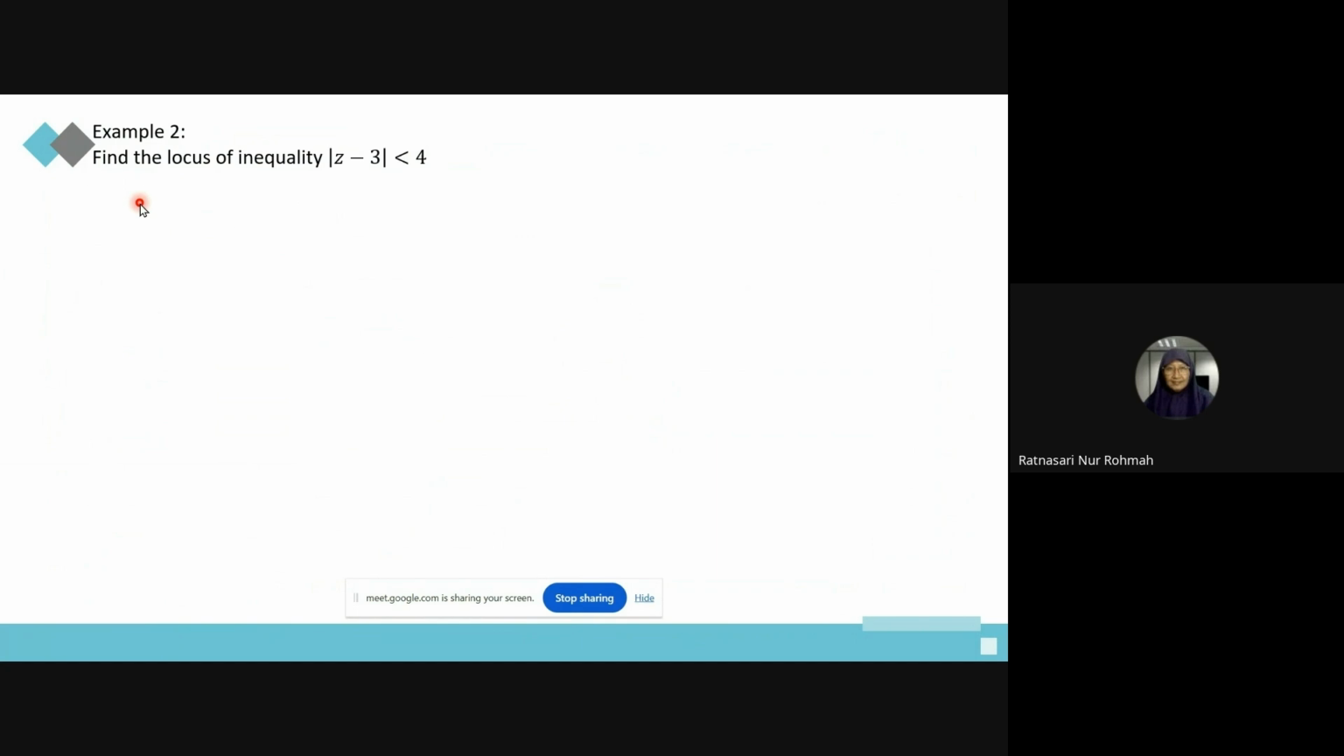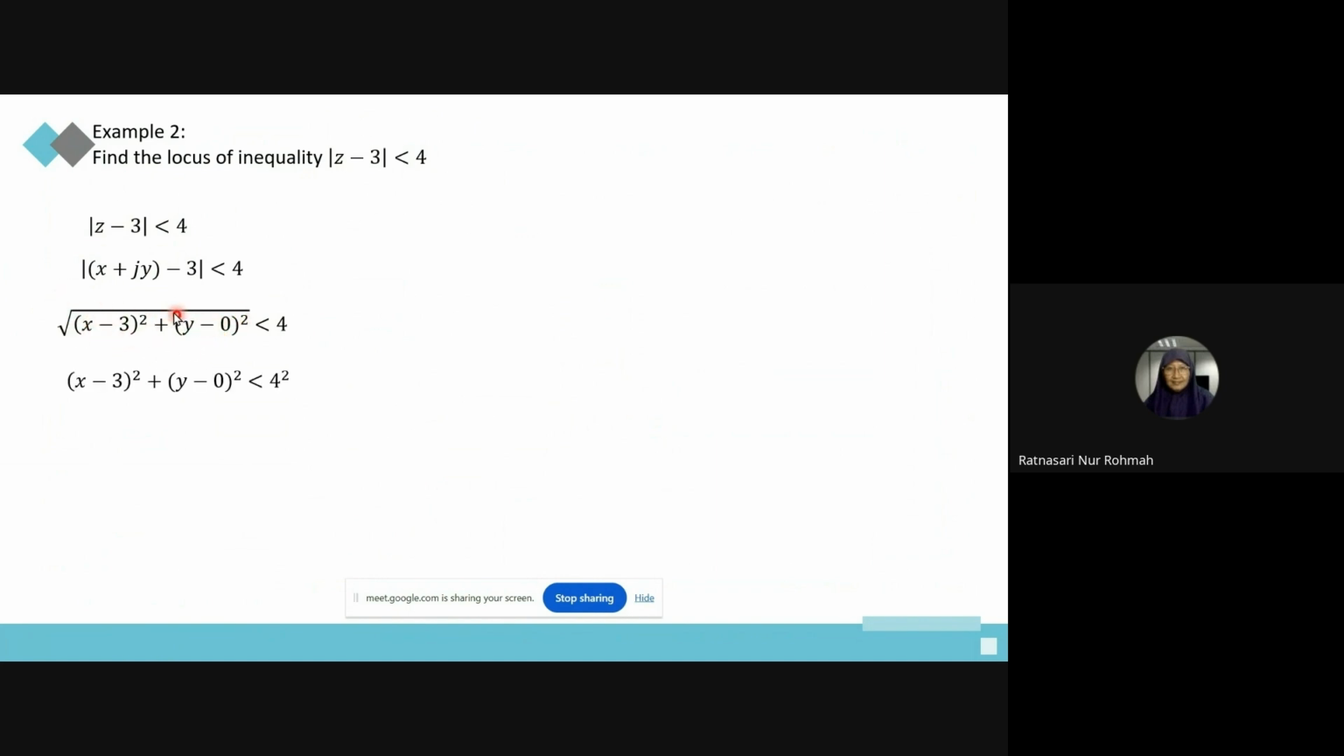Locus for the mathematical expression involving the complex variable in the form of inequality, such as in this example: the magnitude of z minus 3 less than 4. Z is a complex variable, so z consists of the real part variable and the imaginary part variable. We use this formula to calculate the magnitude: the real part square plus the imaginary part square, and we find the square root of that.